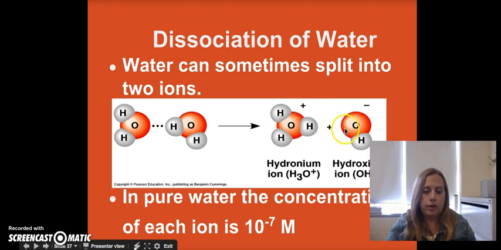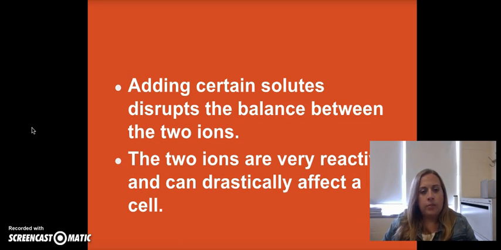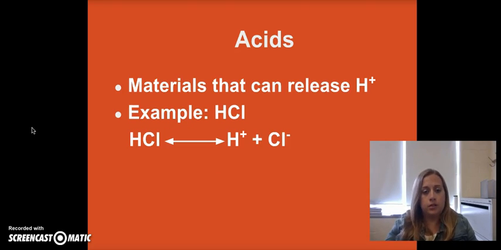And then we also have a hydroxide ion over here. So in pure water, the concentration of each of these ions is going to be 10 to the negative 7. And so when we look at this, we're going to start talking about pH. Adding certain solutes disrupts the balance between the 2 ions, meaning that it's not going to be equal anymore. And so the 2 ions are actually very reactive and can drastically affect a cell.